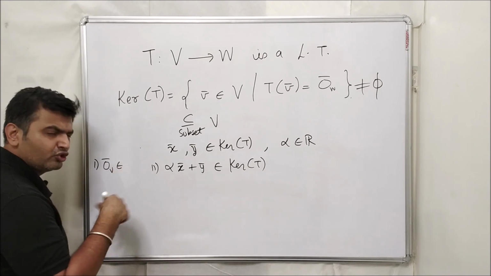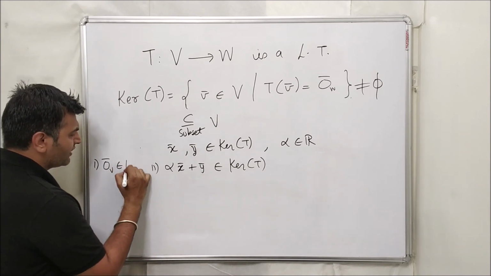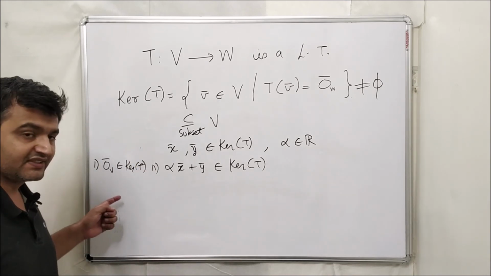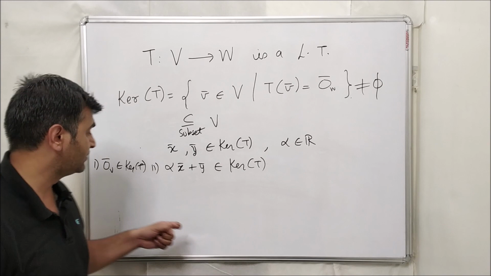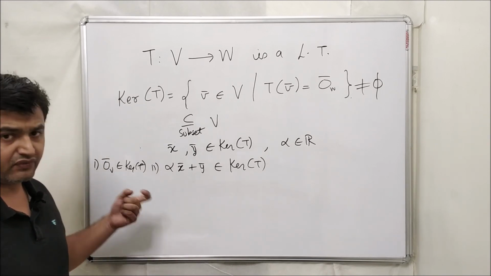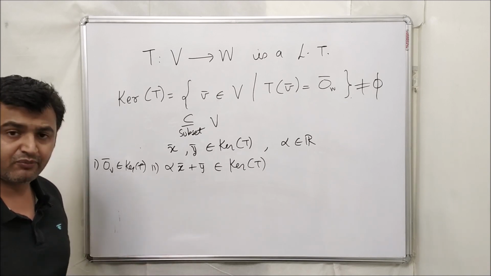So what do we show? Usually we show that 0 bar belongs to the kernel of T. It's not compulsory, but we know that 0 exists and 0 goes to 0. So therefore we show that 0 belongs to the kernel, and since 0 belongs to the kernel, it's non-empty. We go for the second property.